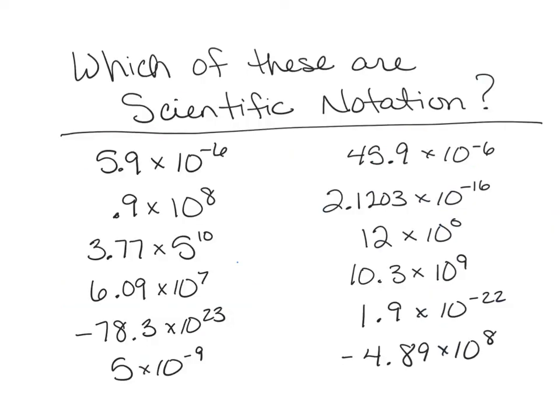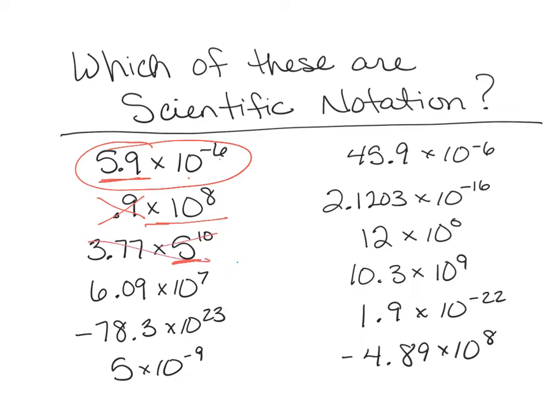So let's practice just recognizing it. We'll do the first column together. You're going to do the second column alone and then check our work. So let's see which ones are scientific notation. This one is scientific notation. The number between 1 and 10 times 10 to the power of -6. All works. Second one, 9/10 times 10 to the power of 8. Definitely has 10 times 10 to the power of 8, but this number is smaller than 1, so it is not scientific notation. 3 and 77/100 between 1 and 10 times 5 to the power of 10.